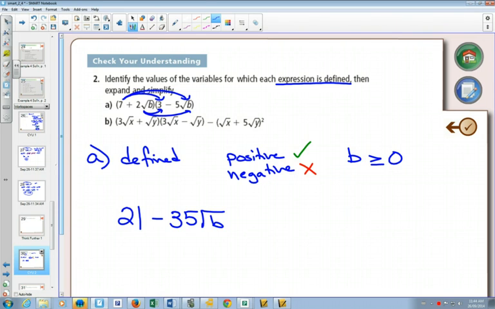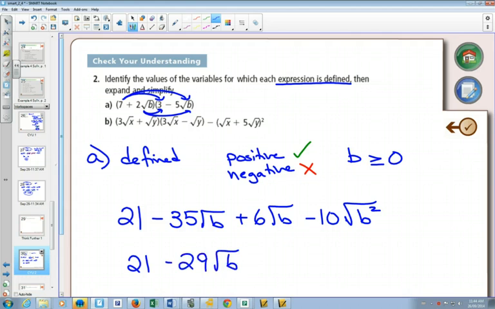On the inside, I'm going to have 2 times 3, which will be 6, and I'll still have the root b. And finally, the last ones, 2 times negative 5 will be negative 10. Root b times root b would be root b squared. Simplify and combine things. We're going to get 21 minus 35 and 6 will be minus 29 root b's. And the square root of b squared will just be b. 10b.